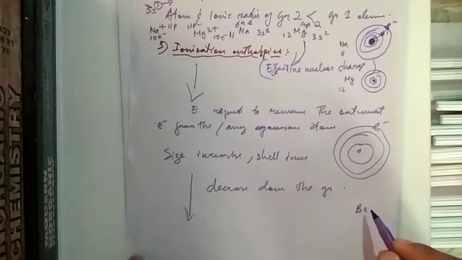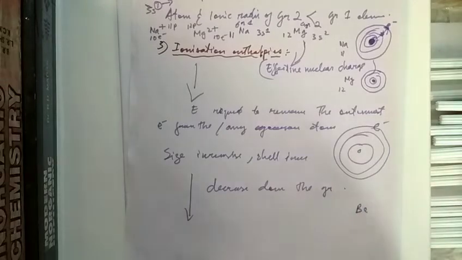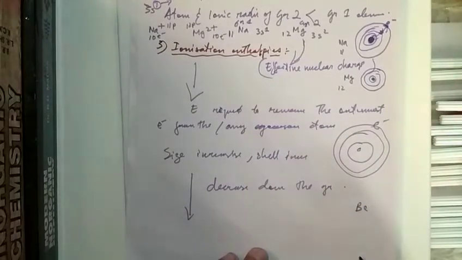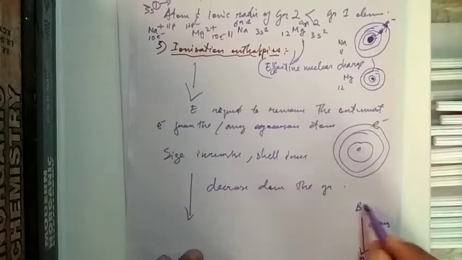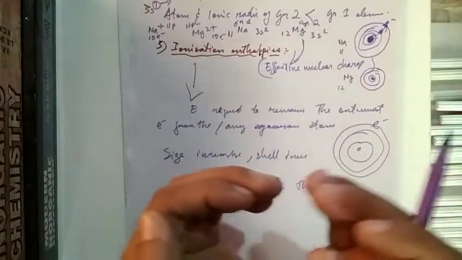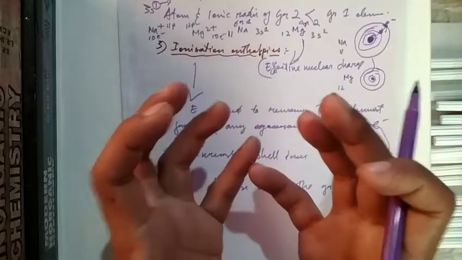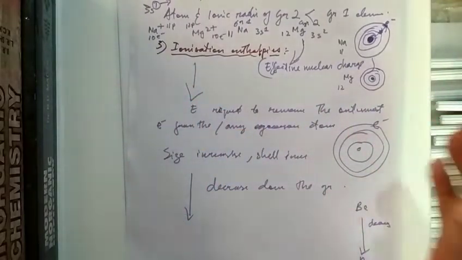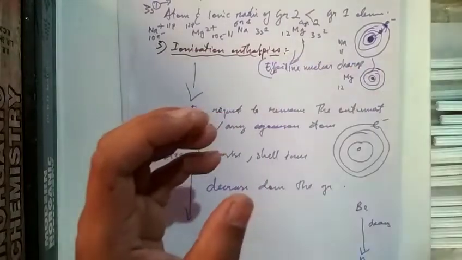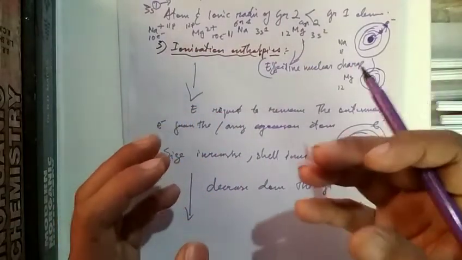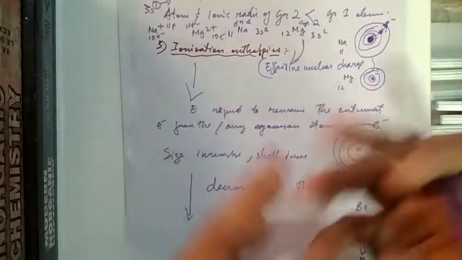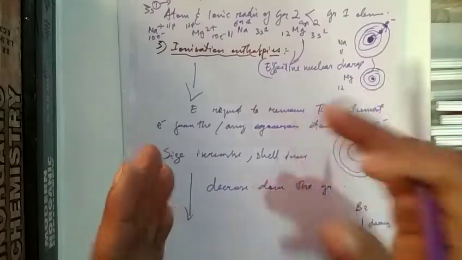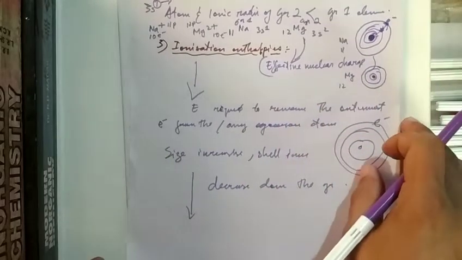Beryllium will have the highest ionization enthalpy. The lowest will be barium. Since beryllium has a small size, the electron will be closer to the nucleus, and there will be a much stronger attractive force between the nucleus and the electron, so high energy will be required to remove that electron. So that is the ionization enthalpy. Smaller size means higher ionization enthalpy, bigger size means low ionization enthalpy.